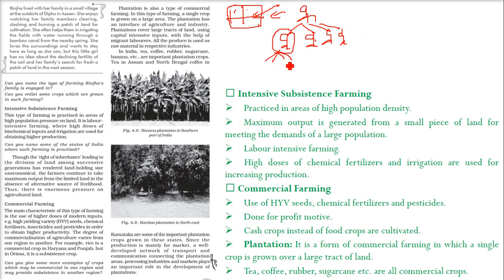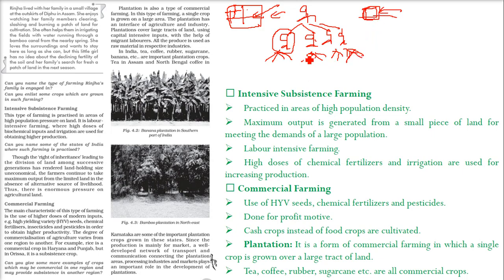Again he will get, say, 4 kids. This again will be divided. So this kind of intensive, that is why the word intensive is there, there is a very small area because of the high population density. This is how the population has increased and now the area has decreased. So maximum output is tried to be generated from a very small piece of land for meeting the demands of this large population. So this is labor intensive farming. At a very small place, a lot of labor is involved.